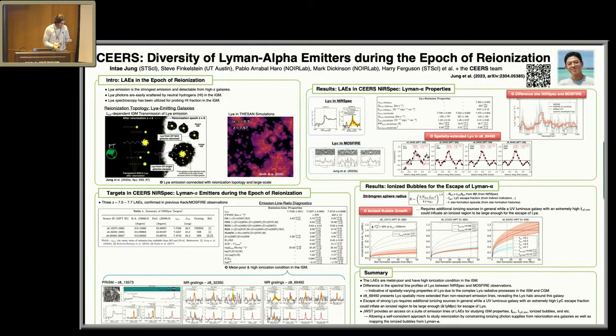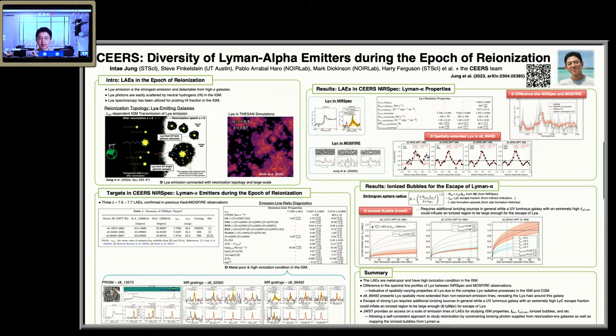I'm Intae Jung, a postdoc at STScI. I have a poster to advertise a recent JWST spectroscopic study on Lyman alpha emitters. Lyman alpha observations have been broadly used to study reionization, as the observability of Lyman alpha is connected with reionization topology. We analyzed the three reionization era Lyman alpha emitters targeted in the NIRSpec observations. We find many emission line features and analyze them to study the detailed properties. And these Lyman alpha emitters were spectroscopically confirmed already in the previous Keck MOSFIRE observations with their Lyman alpha detection.